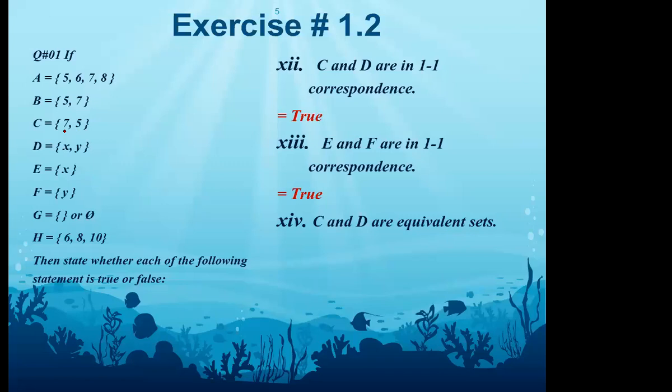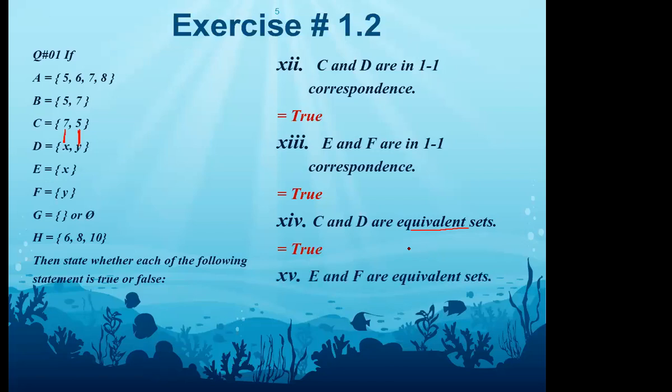Equivalent sets. For equivalent sets, you should have one-to-one correspondence. If the sets are in one-to-one correspondence, you will say that the given sets are equivalent sets. Now, as you can see in C and D, one-to-one correspondence can be formed here. So you will say that the sets are equivalent sets. So the answer will be true. Okay.